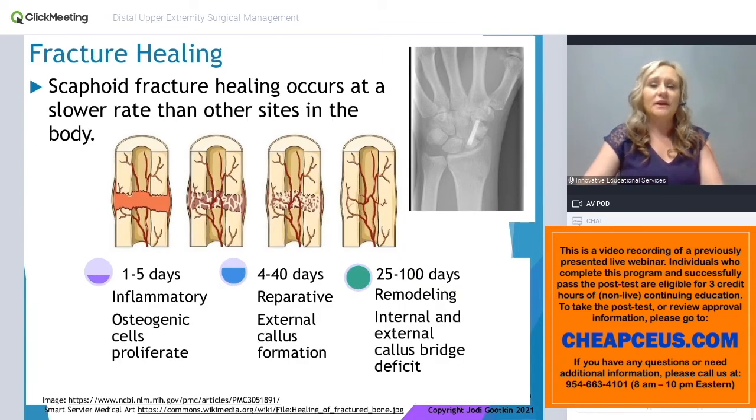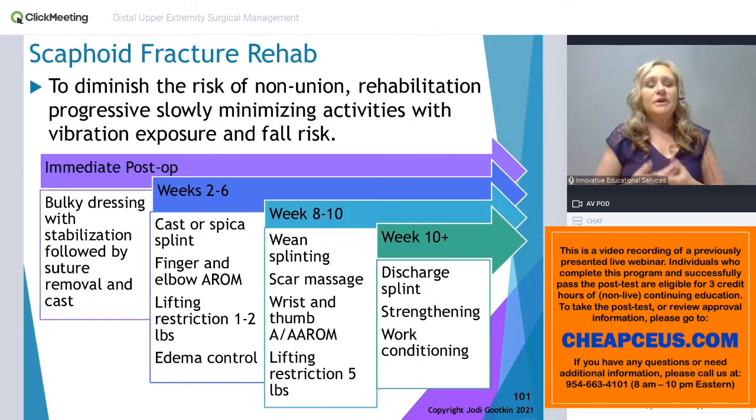The fracture healing of these scaphoid fractures is prolonged. It does take a lot longer because of that precarious blood supply. So we're going to see that the remodeling phase is looking several months out for the patient. Because of that, when we go through our rehab protocol, we're going to see a slower progression for the patient through rehab. They're going to have about 2 to 6 weeks of splinting where we're just doing elbow and finger range of motion. Maybe they can lift about a pound.